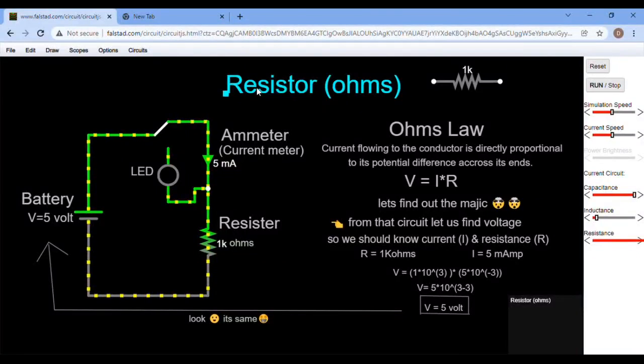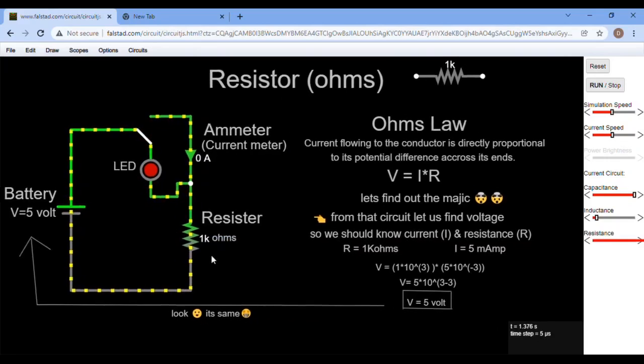Resistor. The unit of resistance is ohms, and this is the symbol of the resistor. Here we have constructed a circuit. The circuit consists of a battery of 5 volts, a switch, an LED, an ammeter which is also known as a current meter, and a resistor of 1K. Let us understand the general working of the resistor by connecting it to the LED. As you can see here, the LED is glowing and the resistor value is 1K.